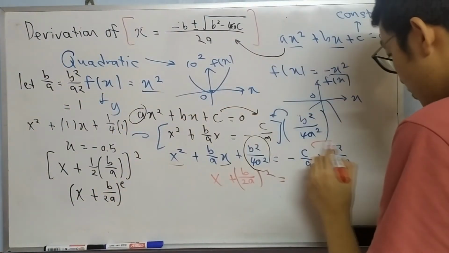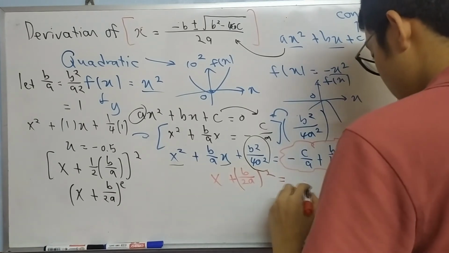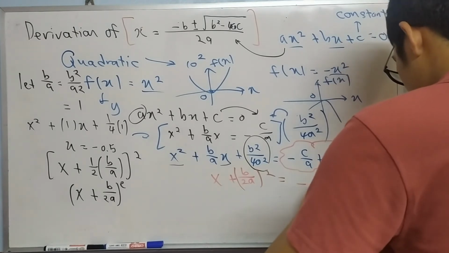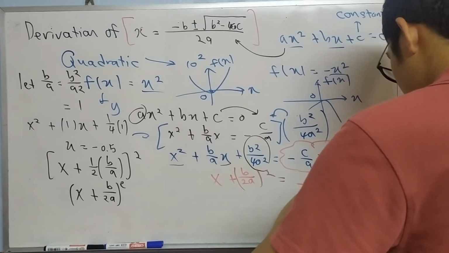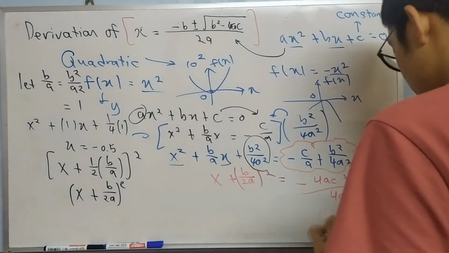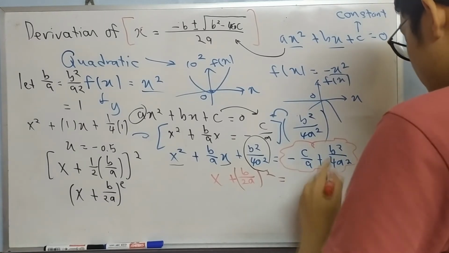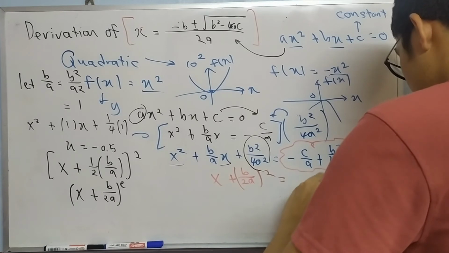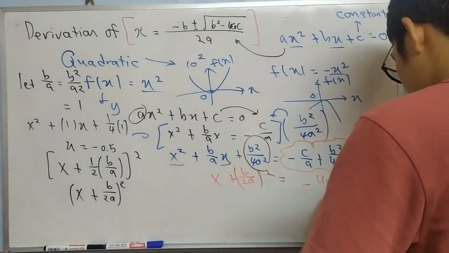Now I'm going to combine these two things. How do we combine? 4ac plus b squared. So this is over 4a squared. Negative 4ac plus b squared, over 4a squared.